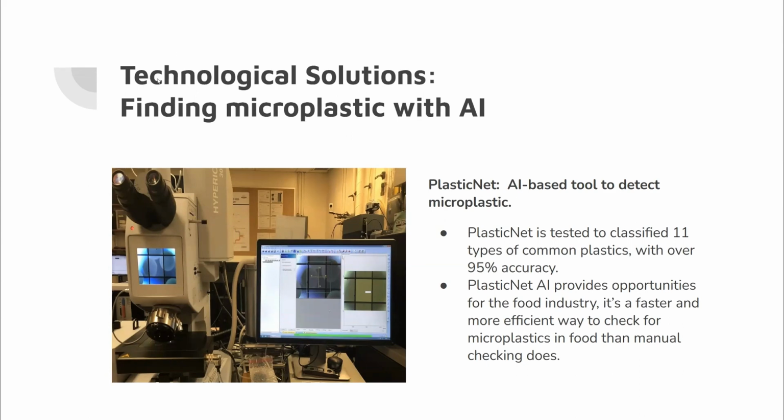Additionally, with advancements in technology today, Plastic Net is an AI-based tool especially designed for detecting microplastics, tested to classify 11 types of common plastics with over 95% accuracy. Plastic Net offers opportunities for the food industry. It provides a faster and more efficient method to check food for microplastics compared to manual inspection. Applying Plastic Net in the food industry could guarantee the safety of our food.